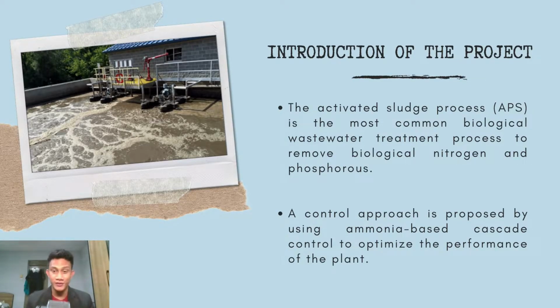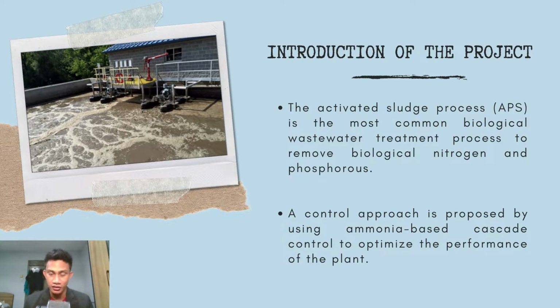The primary goal of any wastewater treatment plant is to remove pollutants from water. However, the operation of a wastewater treatment plant does have an impact on the environment. The activated sludge process, which is the one that we are studying in this project, is the most common biological wastewater treatment process used in a wastewater treatment plant, as it has been effective in removing not only suspended solids and BODs, but also nitrogen and phosphorus.